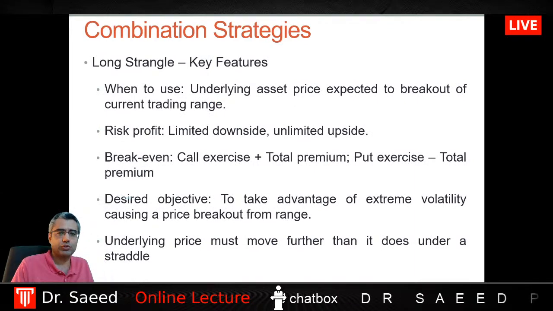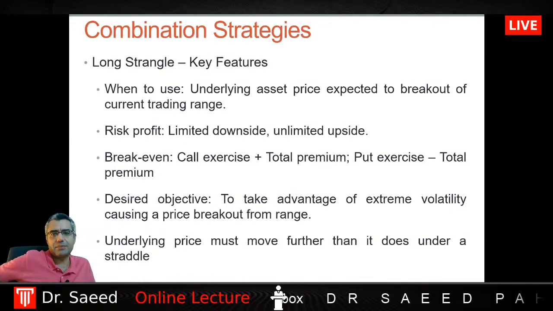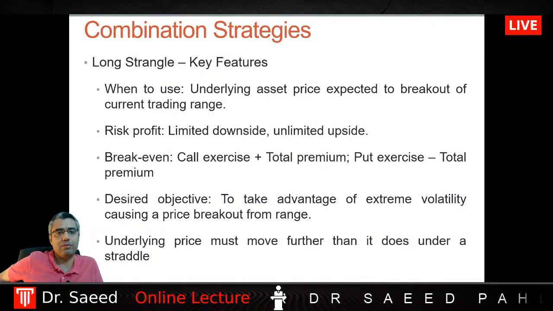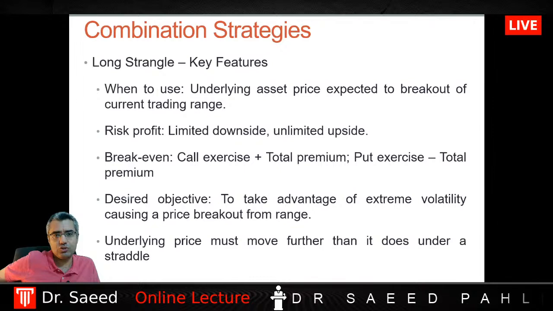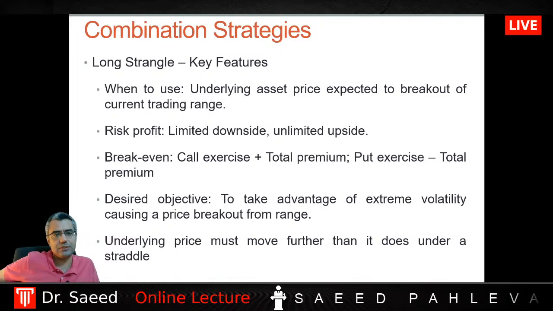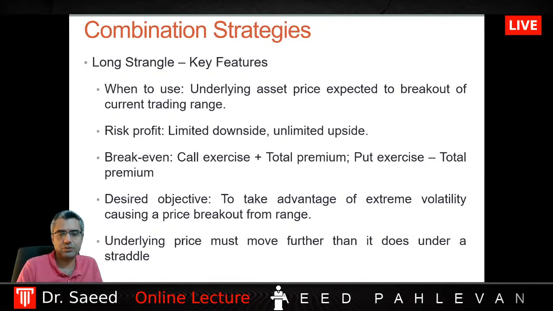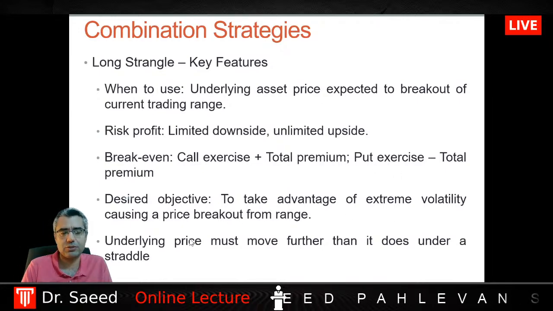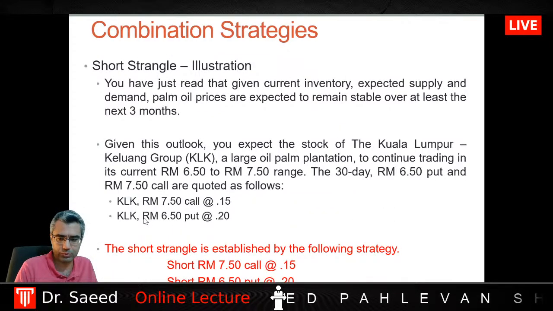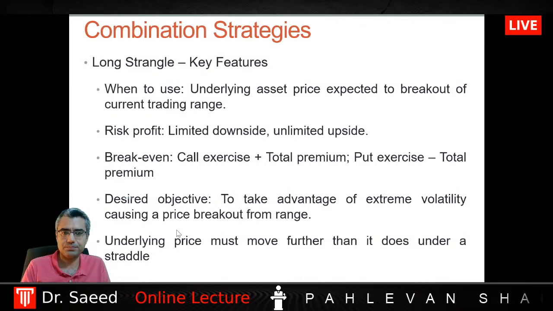So for long strangle, you use it when the underlying asset price is expected to break out of the current trading range, and you have limited risk and unlimited profit. Okay, this one I already explained, the break-even point, and it is to take advantage of extreme volatility that causes a price breakout from a range.